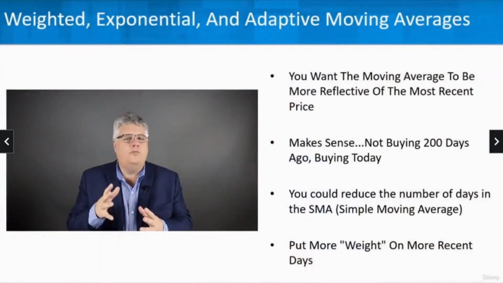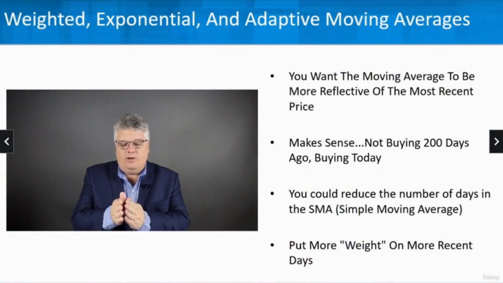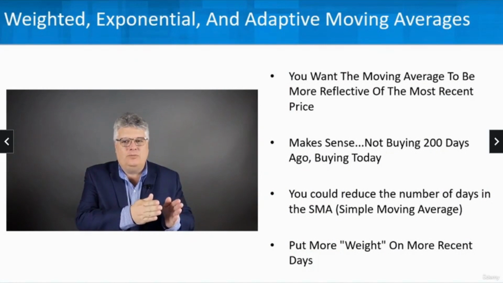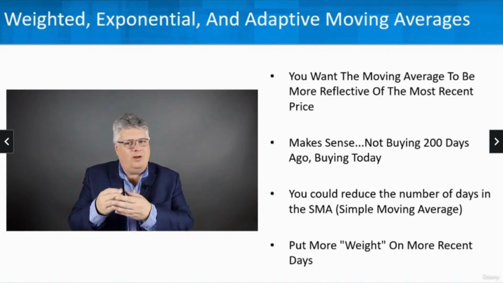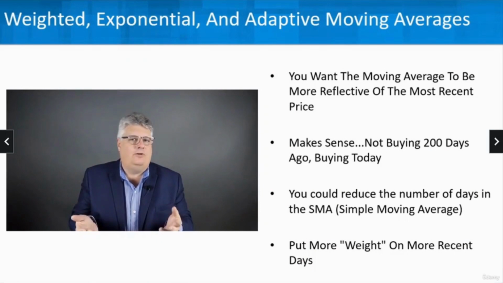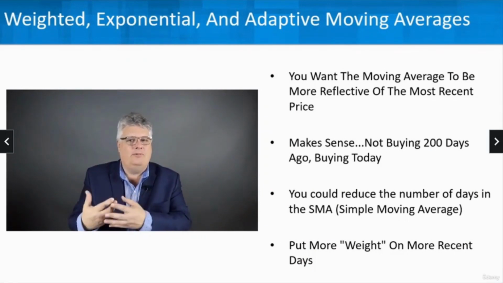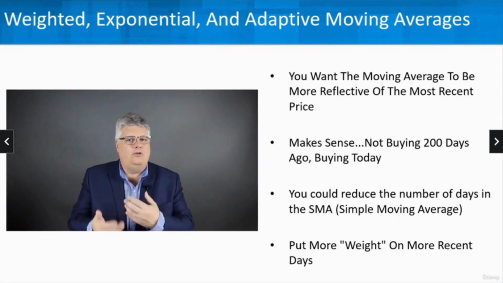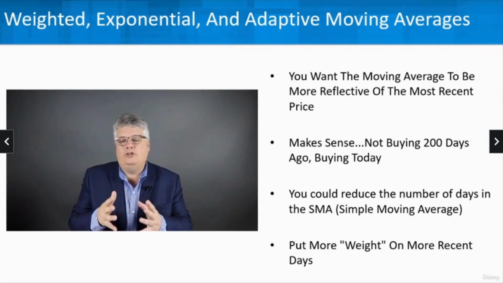But let's say you want a moving average that's more reflective of the most recent price. We know a simple moving average is an equal distribution across that price range. But it could make sense to say, I'm more interested in what's happening closer, more weighted towards more recent pricing. You might think, well, I'm not buying 200 days ago, that's maybe too much of a lag. I'm looking for something a little bit more, and I want to use a weighted average that might take advantage of that. Now, there are a couple of ways you could do it. One is you could just reduce the number of days in the simple moving average.